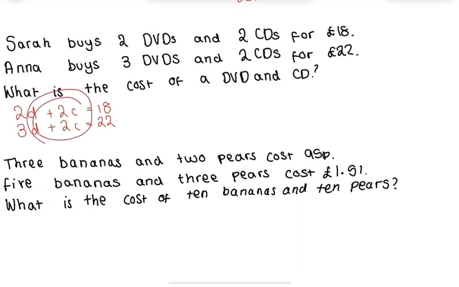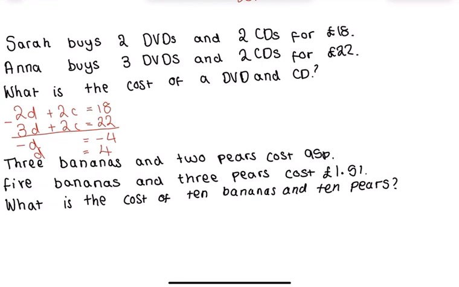Now the C's are the same and they're the same signs, so we're going to take them away. Now 2 take away 3 is minus D. 18 take away 22 is minus 4. Now to get rid of that negative, we need to divide both sides by -1, which leaves me with D equals 4. Therefore, the DVD is £4.